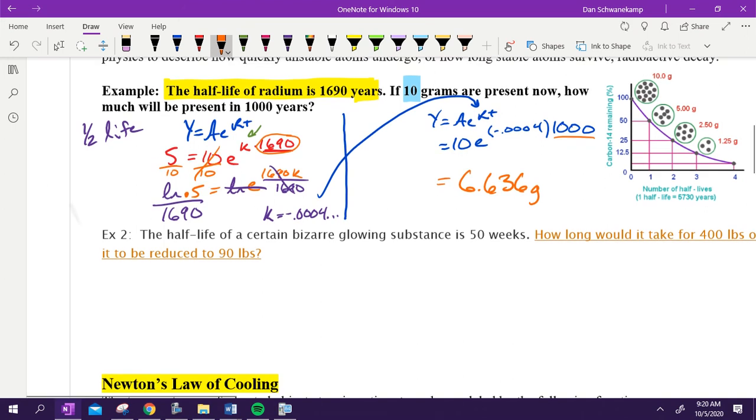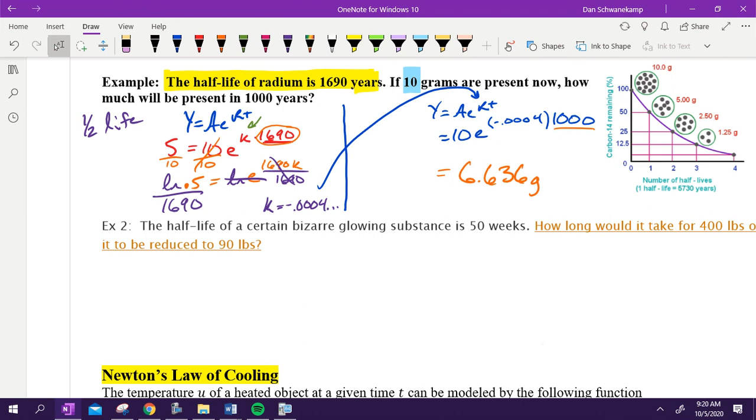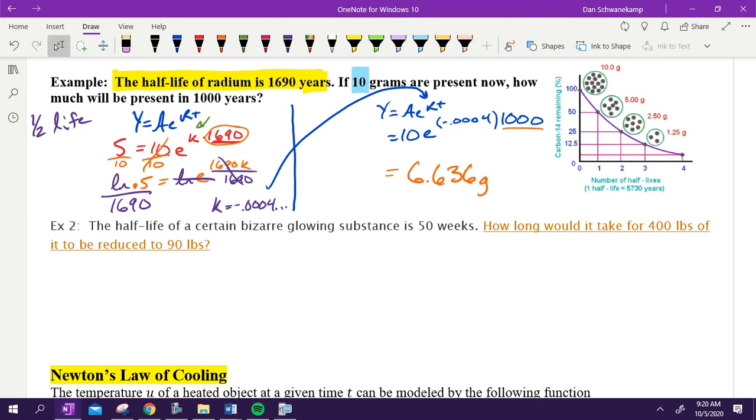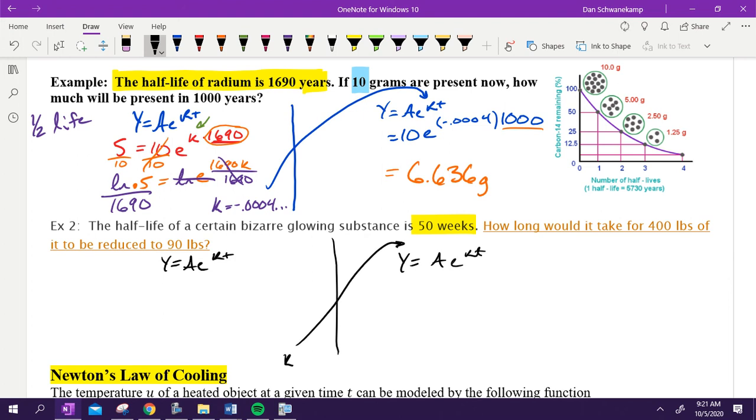Let's try it again. Half-life of a certain bizarre glowing substance is 50 weeks. How long would it take for 400 pounds to be reduced to 90 pounds? Don't worry that it's in weeks instead of years. It's fine, just treat it in weeks. Again, you're doing half-life, so split your paper in half. y equals a e^(kt). If they didn't give you your growth rate, find your growth rate first, in this case your decay rate, and then once you've found that, plug in your k and use it to solve. Do it with your neighbor. Go.